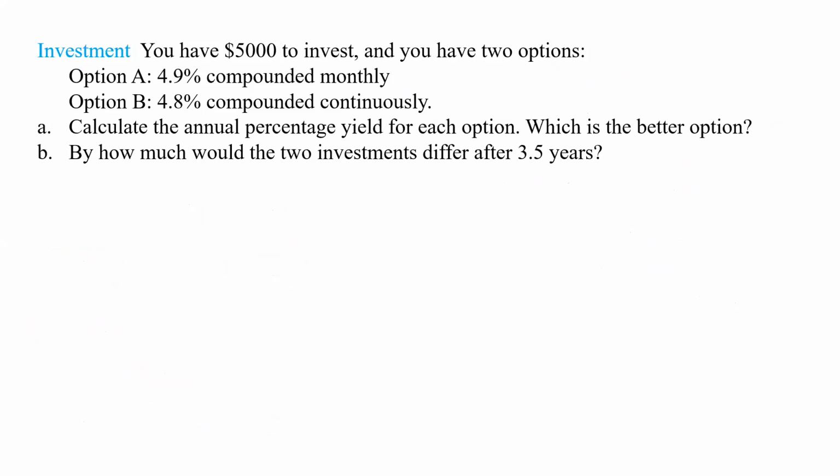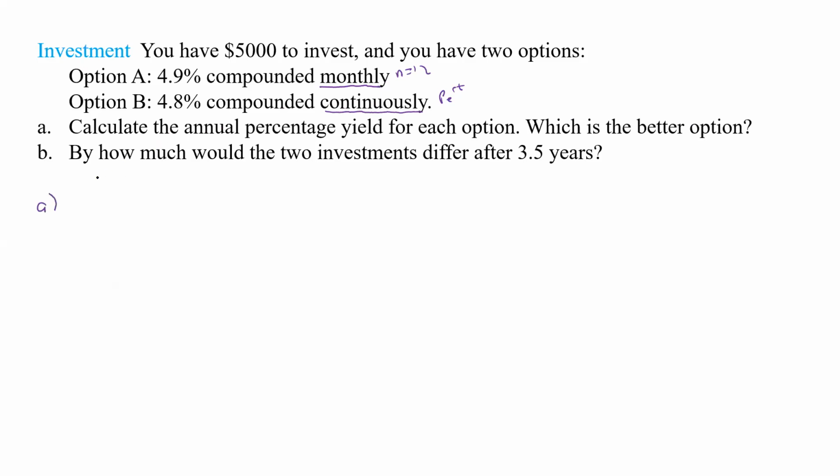All right, so the next one. Here we have an investment to do, $5,000 we're going to invest, and we have 2 options. We have option A, which is 4.9% compounded monthly, so N is equal to 12, or option B, 4.8% compounded continuously. So then we're going to use PERT, okay? All right, well, what it says on A is calculate the annual percentage yield for each option. What is the better option? Okay, well, let's do that. And then how much would the 2 investments differ? Okay, so let's do that.